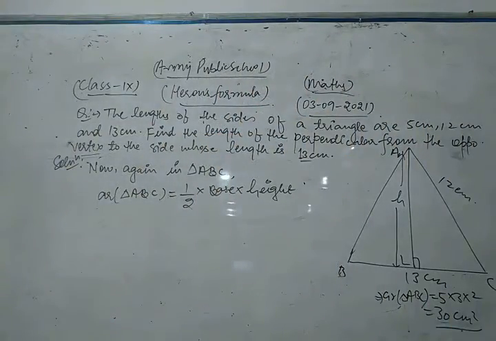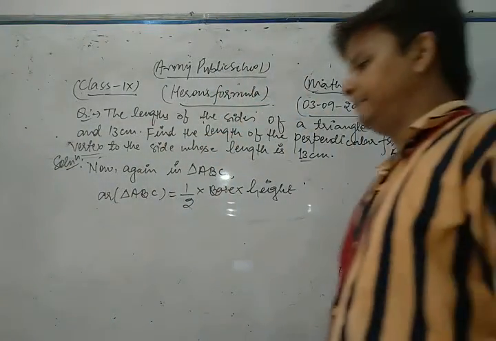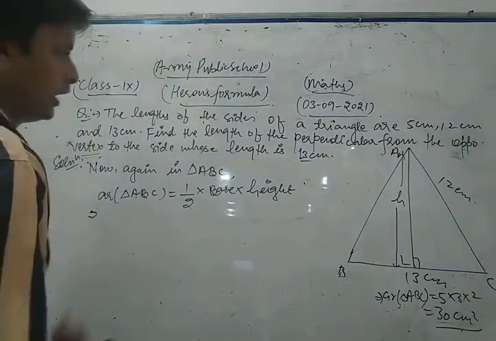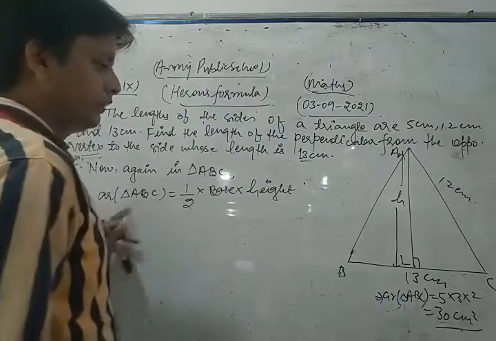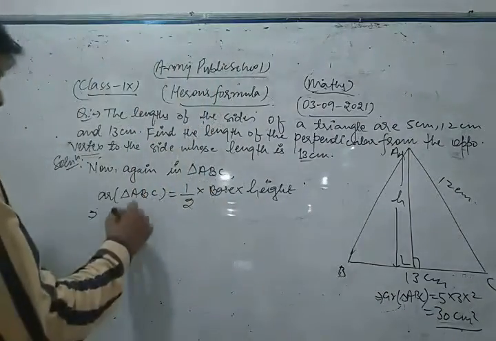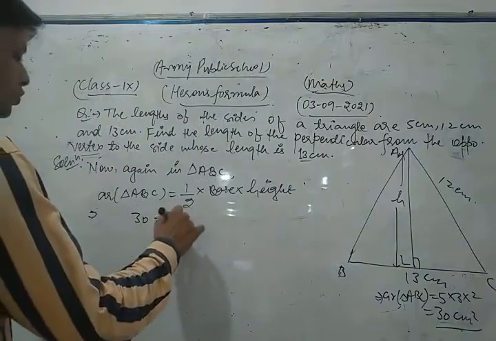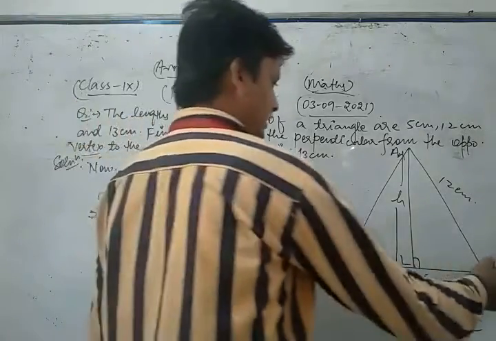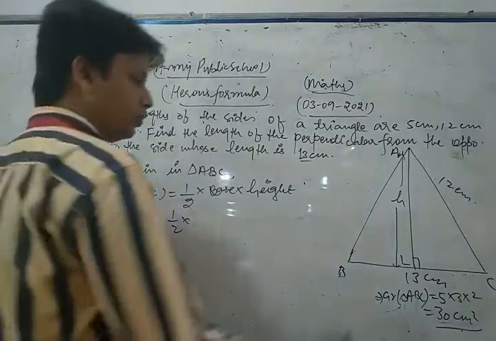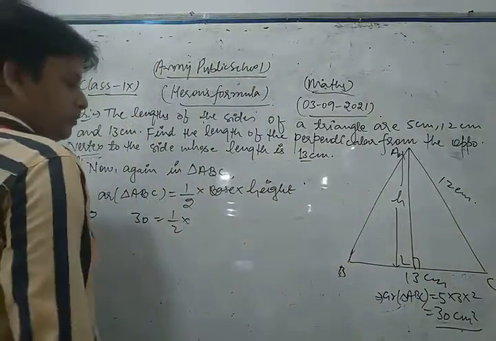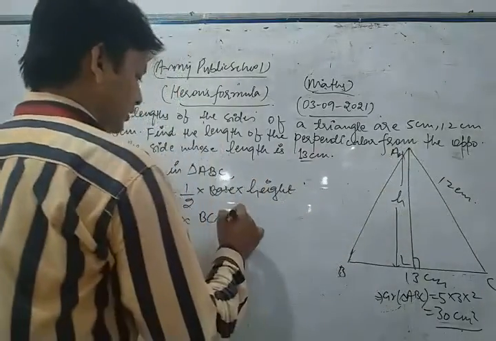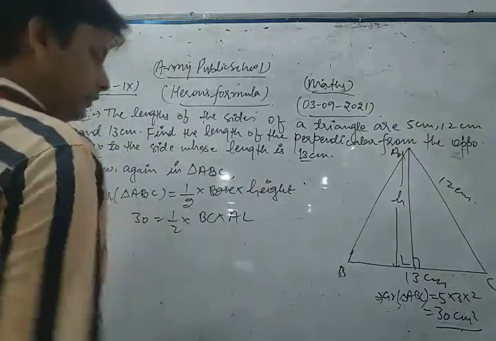Now from there, dear students, area of triangle which we find as 30, so here we put 30 is equal to 1 upon 2. If we take BC as a base, then its corresponding altitude we take as AL, which we find. So base is BC, and its corresponding altitude is AL. Now from there we find the value of AL.